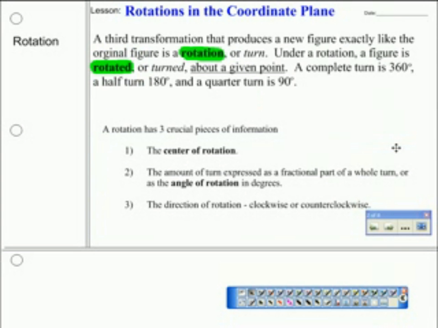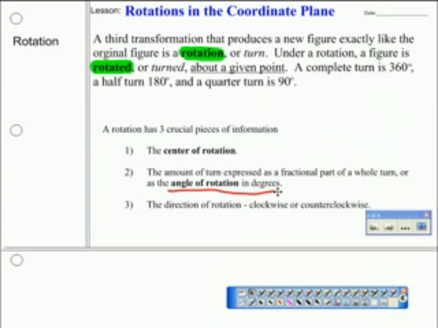A rotation has 3 crucial pieces of information that we need to know before we can perform one. One, we need to know the center of rotation. Usually it'll be 0, 0 for our purposes. We need to know the amount of the turn expressed as a fractional part of a whole, right? So if it's a 180, what else could I call it? A rotation of a half. If it's 90, we could call it a quarter turn. Or as the angle of degrees, angle of rotation in degrees. This is what we will normally use, angle of rotation in degrees.